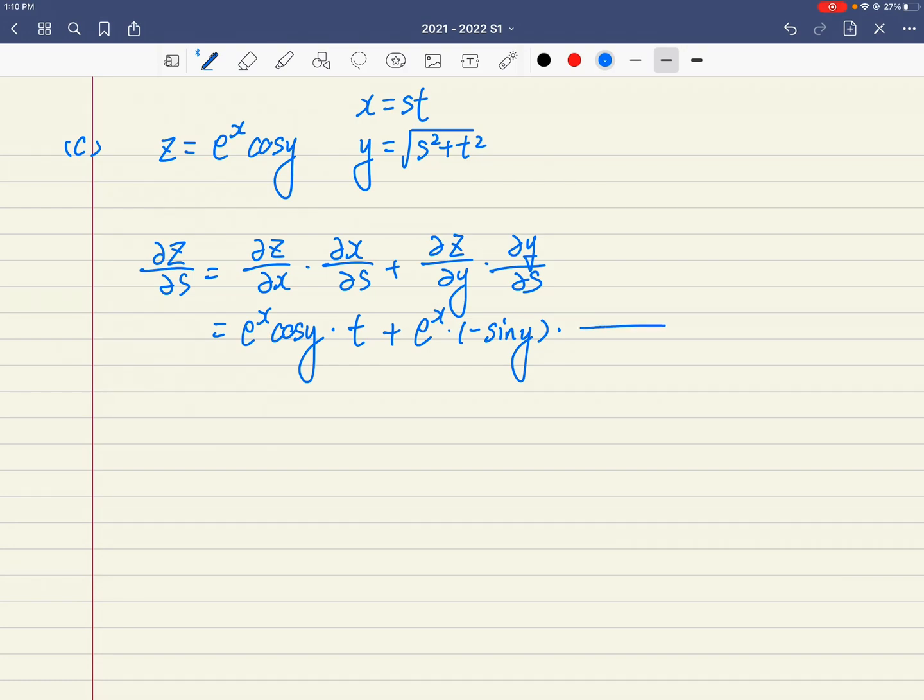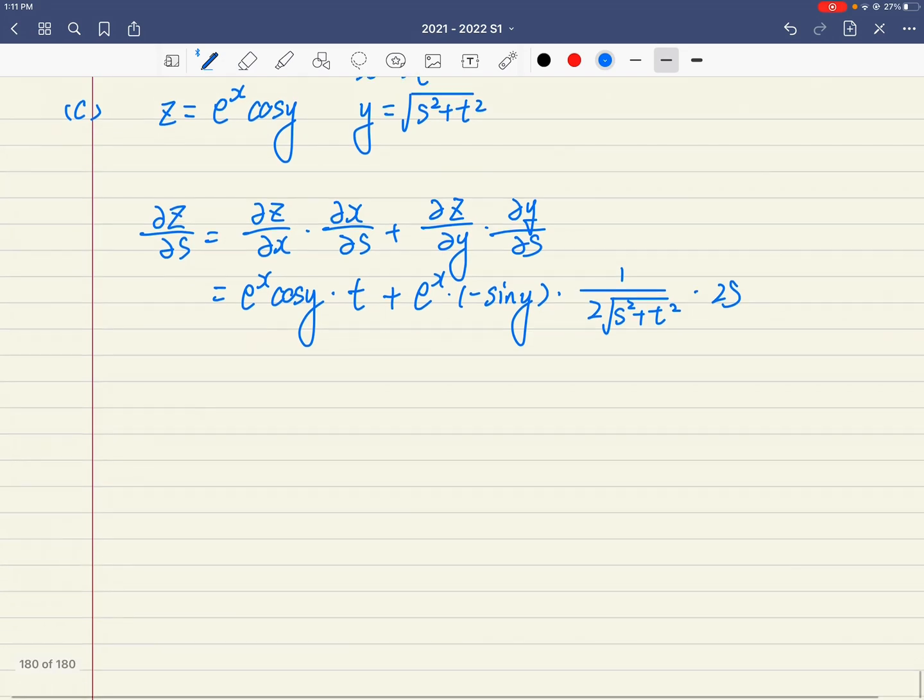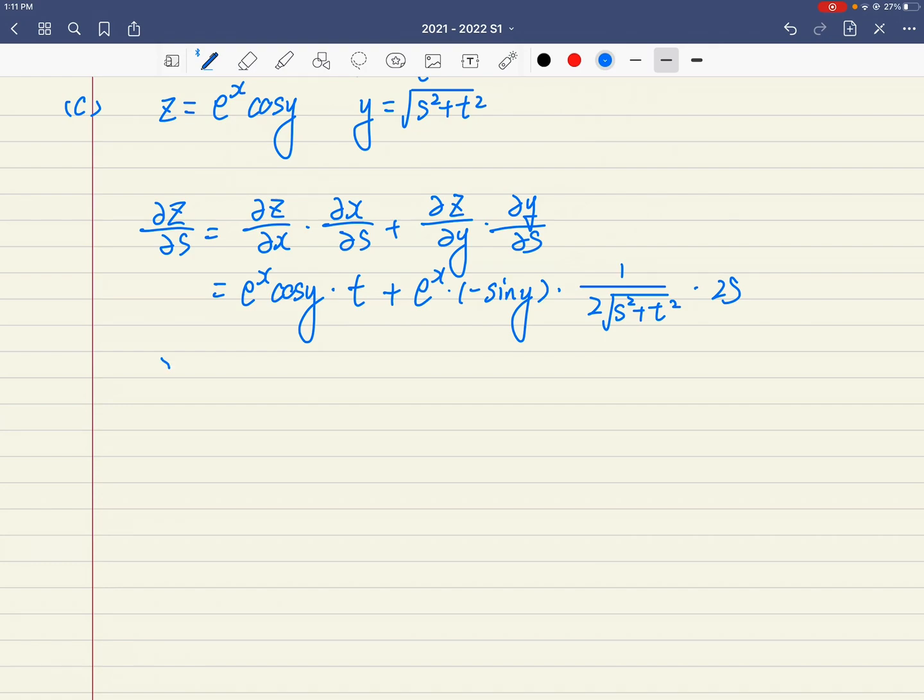And what about dy over ds? It's going to be the chain rule. First it's one half over the square root of s squared plus t squared, times 2s. So that's the chain rule, and you can further simplify it. And what about dz over t? It's very similar. It's dz over dx times dx over dt, plus dz over dy times dy over dt.